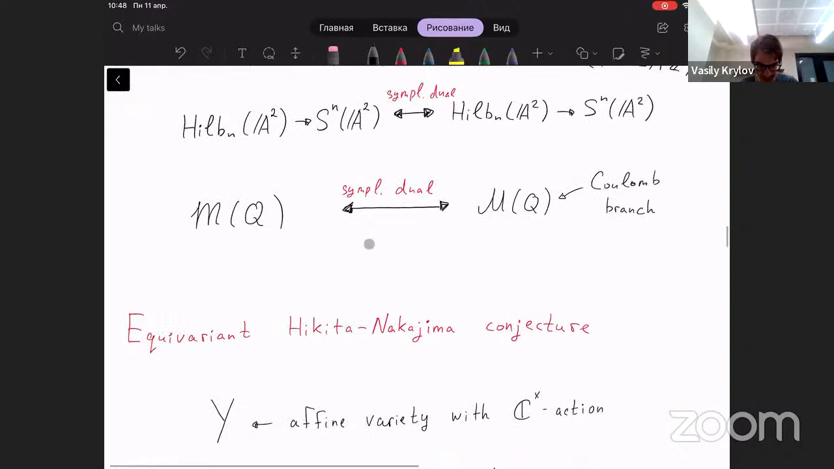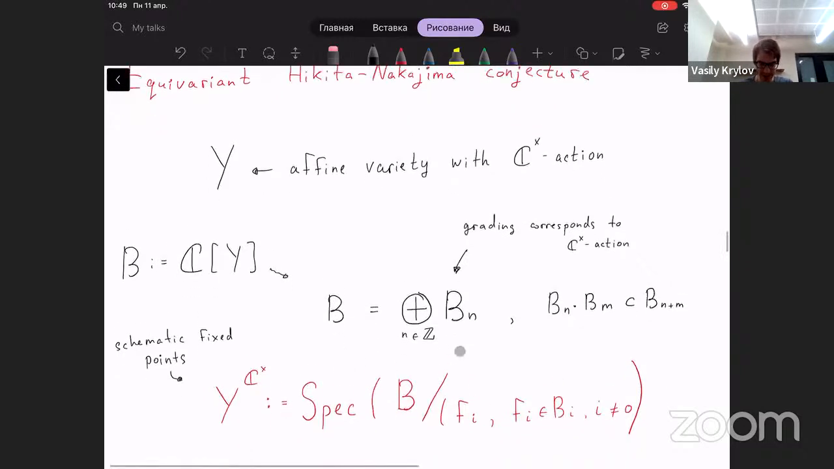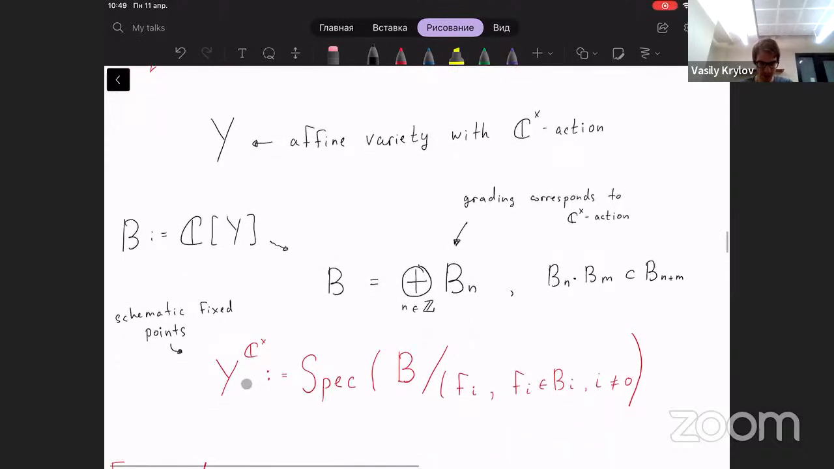I'm putting this last line here because if I have time, I'll make some conjectures about this general situation. Okay, so, the equivariant Hikita-Nakajima conjecture. We have a variety, we have functions on it, and the action of C times induces a grading on these functions. B is graded by integer numbers. And let me then define what I'll denote by Y C times.